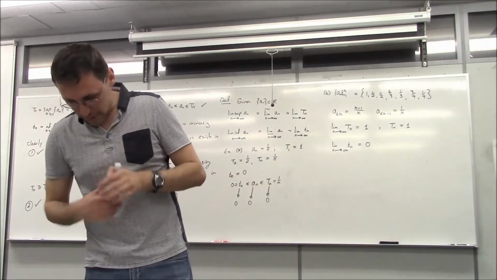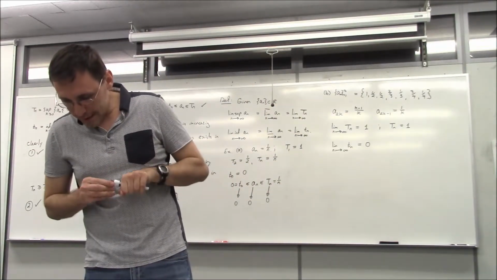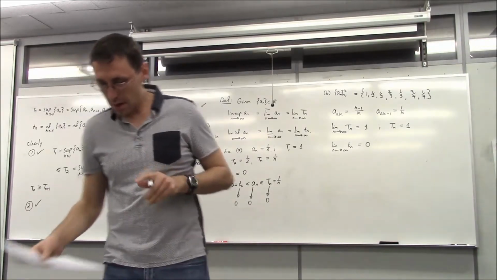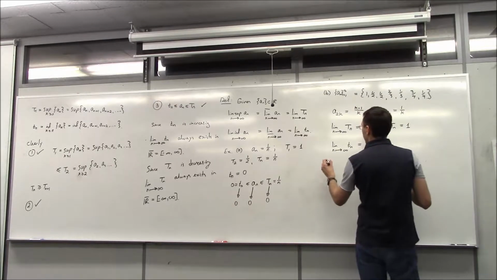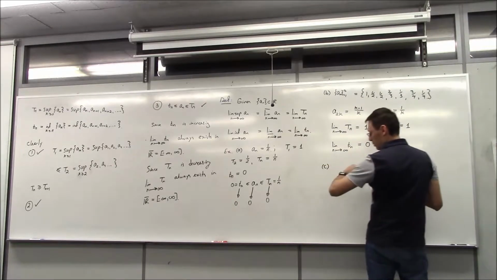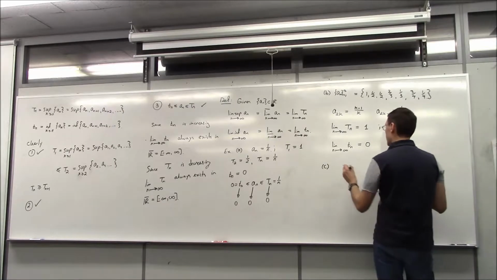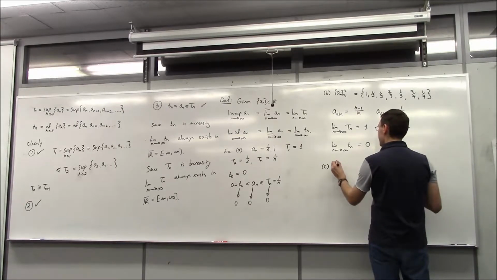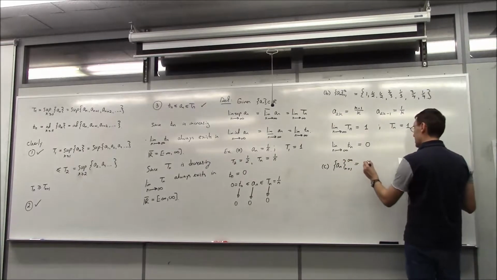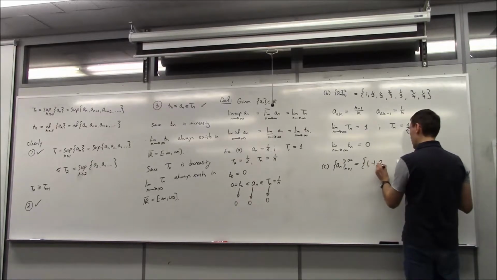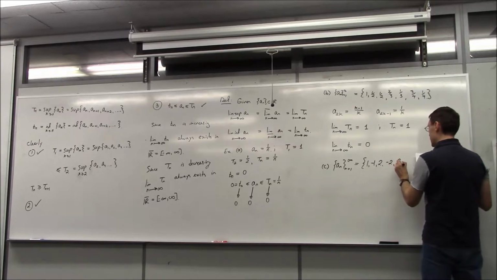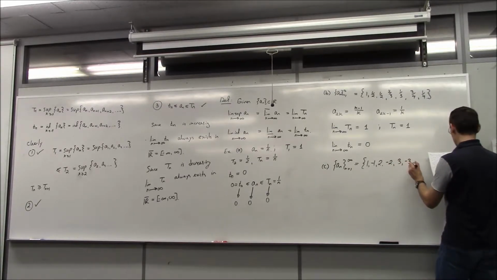So we will make a few more examples. We'll give a few more examples, and then we'll write the conclusion. So now let's say that the sequence a sub n is this sequence: 1, minus 1, 2, minus 2, 3, minus 3, etc.